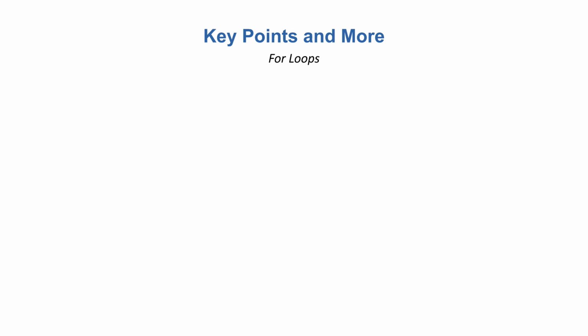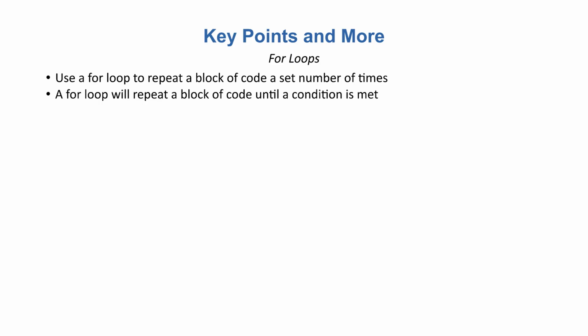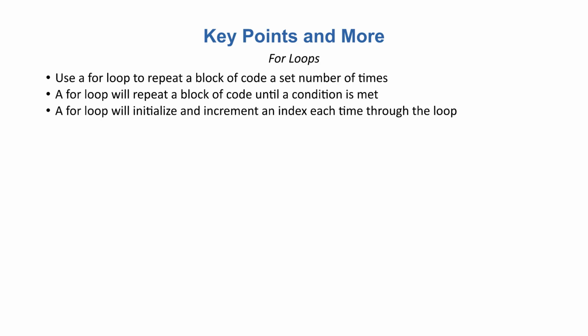Key points and more. For loops. Use a for loop to repeat a block of code a set number of times. A for loop will repeat a block of code until a condition is met, much the same as a while loop repeats a block of code. But for loops are different from while loops because you also declare an integer, an index, for the loop and how much to change that index each time through the loop. The index for the loop can be used within the block of code.